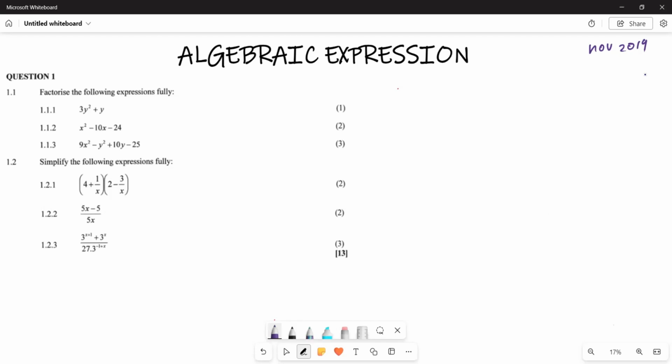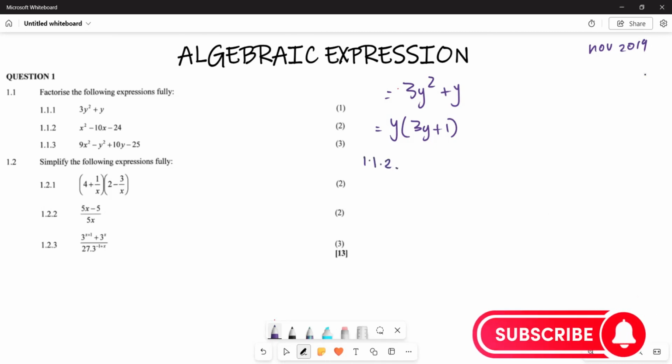Now, let's start. What you are given here is 3y squared plus y. And obviously from here, you can see that you have a common factor of y. So you're going to simply take out y as your common factor, right? So this is going to be y, and then your answer here is y into, you're only left with 3y plus 1. So that is going to be that first thing.